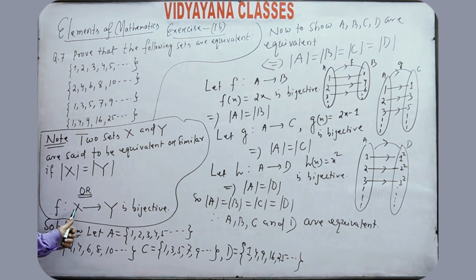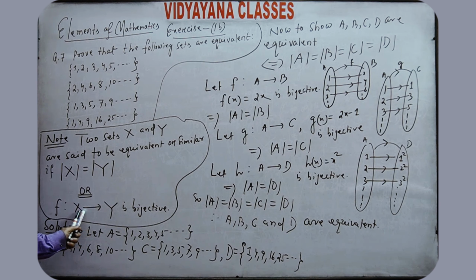A function defined from X to Y is bijective. That means f is one-to-one and onto. The number of elements in X and the number of elements in Y are the same. It is taken as A, B, C and D. We have to show these four sets are equivalent. That means A, B, C, D have the same number of elements.